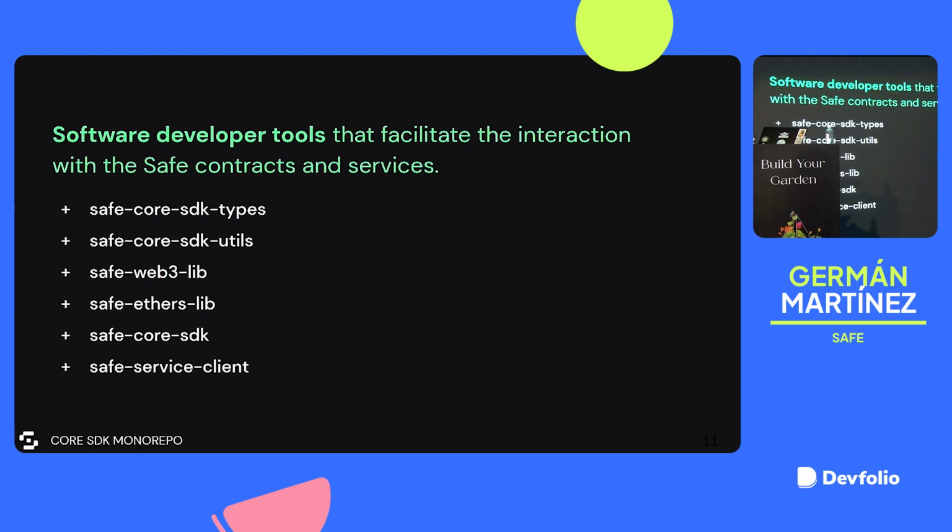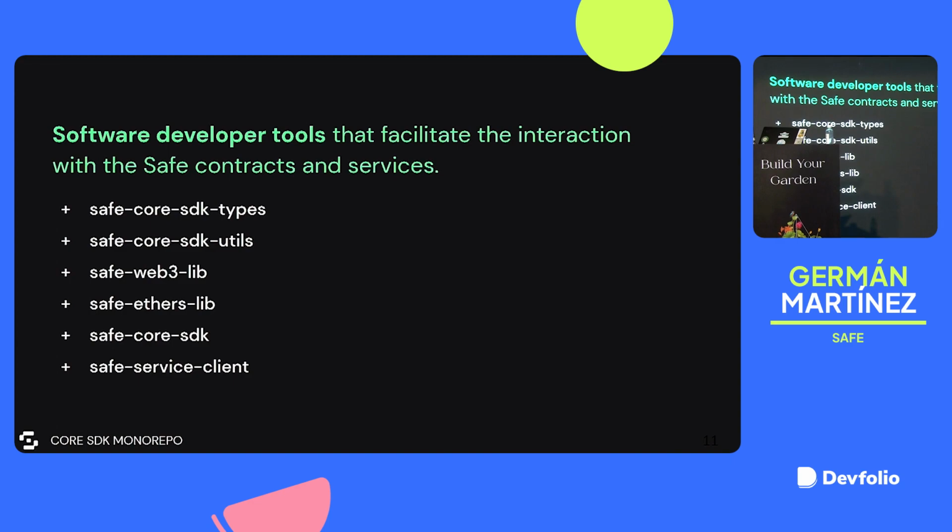After that, we have the Safe Core SDK. This is the most important package in this monorepo. It will need one of the previous packages like Web3 or Ethers that will provide the connection to the network. And then you need to provide a Safe address in order to initialize this package. If you don't have a Safe address, you can also deploy one with it.